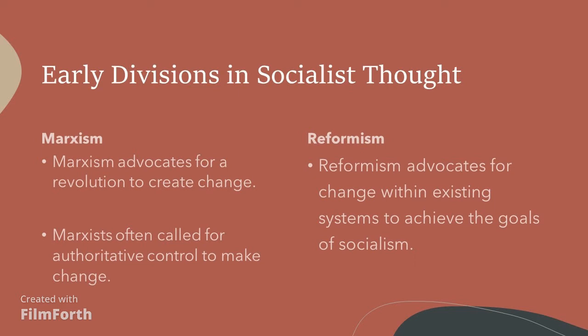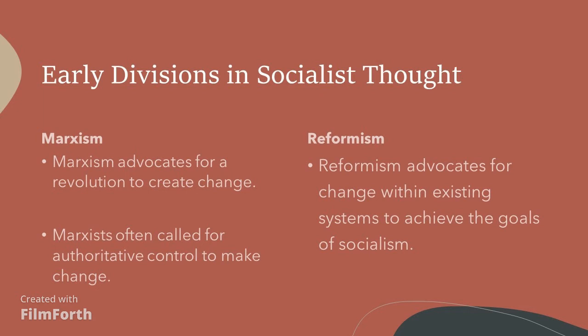Now, the biggest early division in socialist thought was between Marxists and reformists. Marxists advocated that there needs to be some sort of revolution to create the changes that socialism sought. That may be a violent revolution, that may be a peaceful revolution, but they believe there needs to be a revolution to make these changes. And Marxists often tended or leaned towards an authoritative control to make changes. So they didn't believe in a democratic system. They wanted to take control and change things from the top.